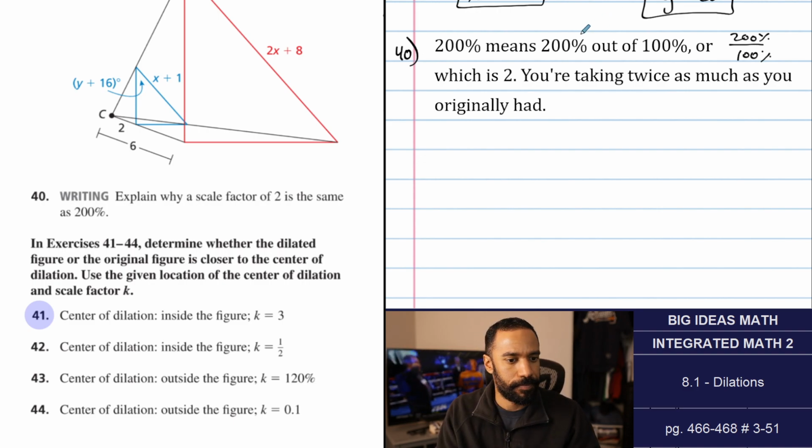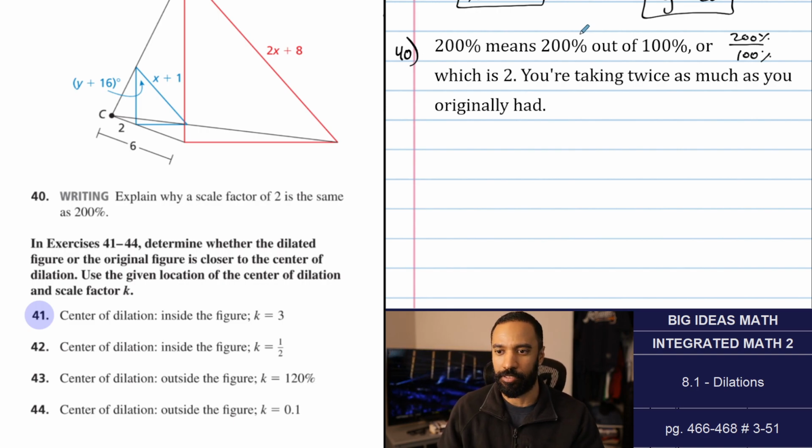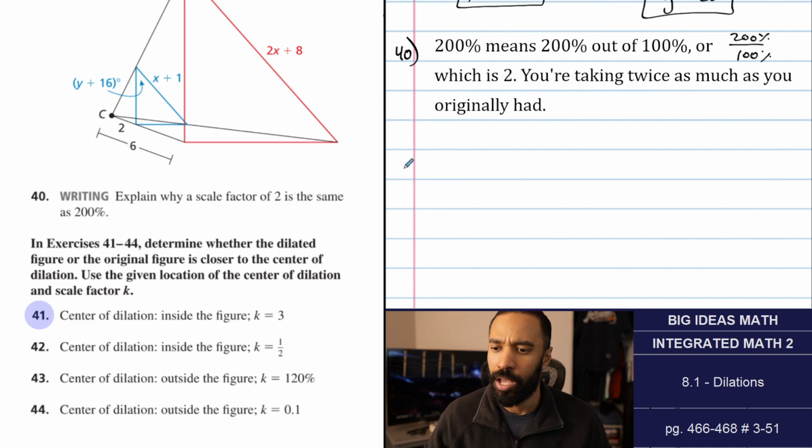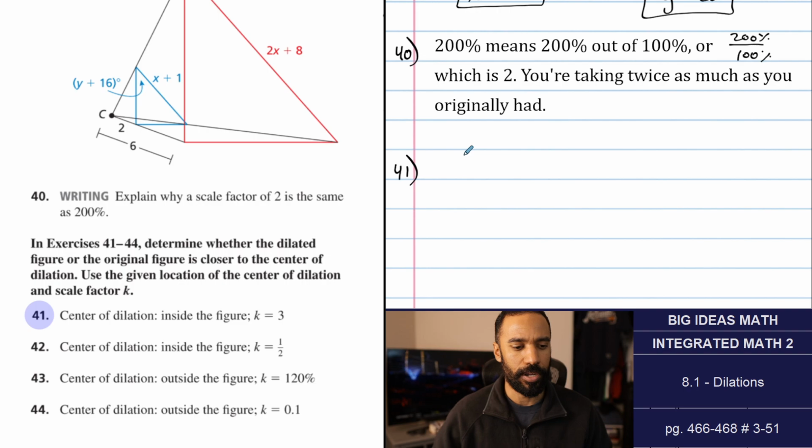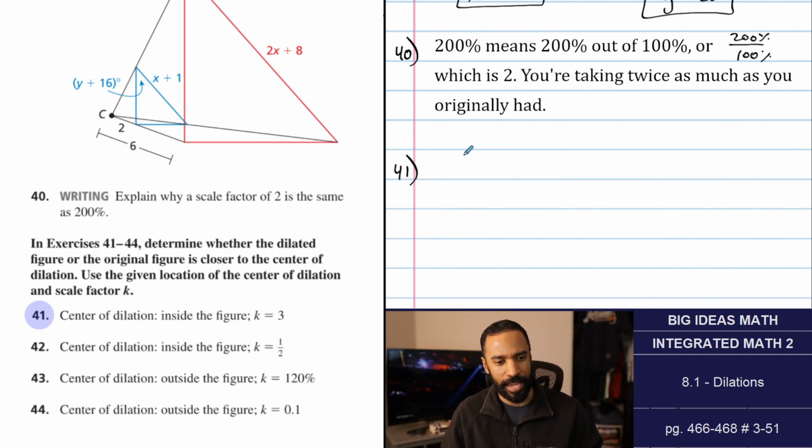Now, I thought it might have to do with being on a graph. I was looking for the word origin. So for number 41, center of dilation is inside the figure, K is 3. What are they asking? Whether the dilated figure or the original is closer to center of dilation. I can't think of any instance where it doesn't matter if it's inside or outside. I don't think inside versus outside matters.